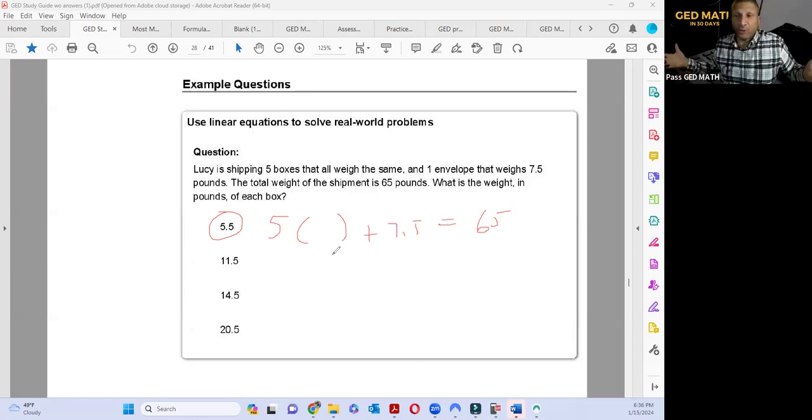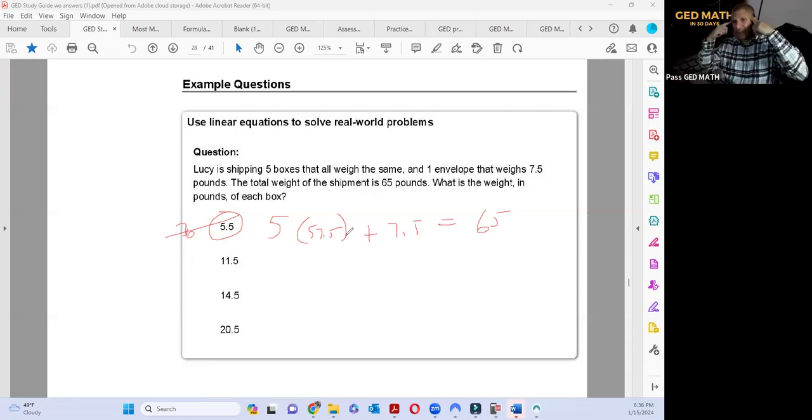So I'm just going to round off. 27.5 is close to 28. 7.5 is close to 8. That's 36. Can't be that. 11.5 times 5, 55 plus 2.5 is 57.5. I'm just going to round off. I want to see, 58 plus 8 is 66. Oh, that's pretty close. That's probably the answer.